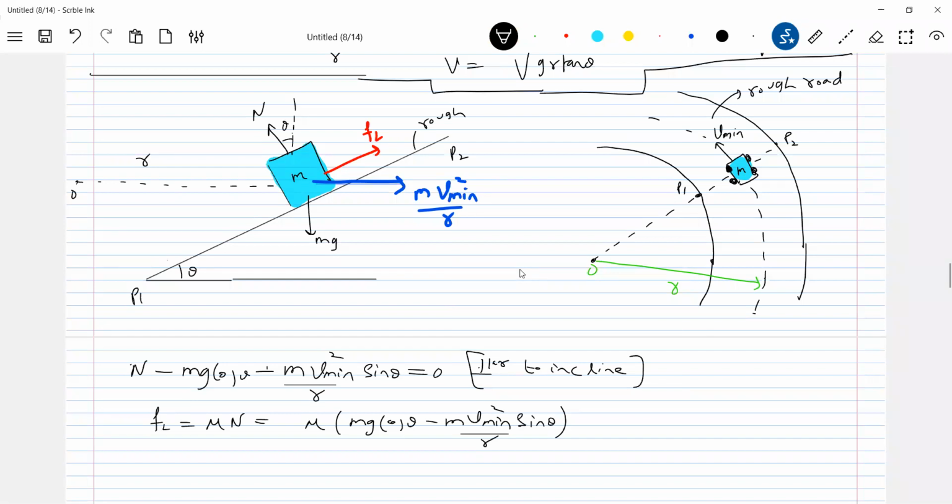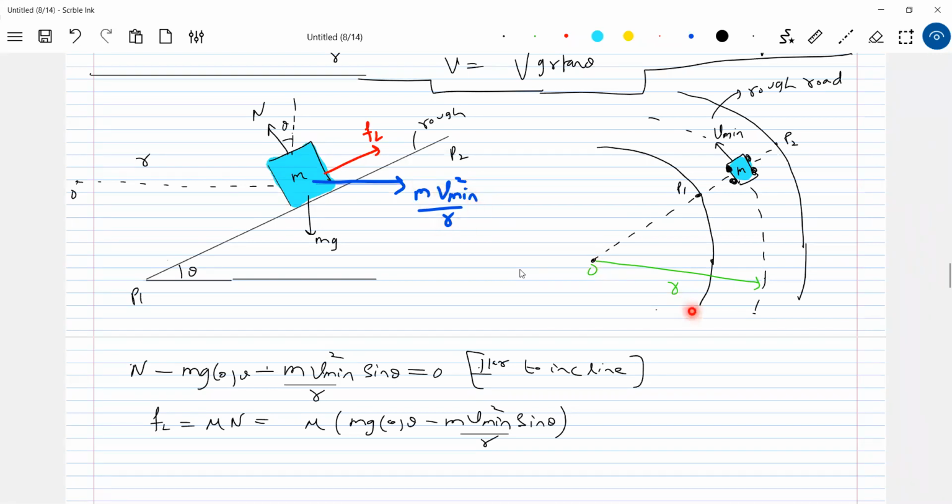Which frame are you doing it in? If you are standing somewhere here, don't show this mv minimum square. Where is the rotating frame? As the car moves in a circular path, if you are at the center of curvature of the circular path, you are going to see the car at all times. Then you can show this pseudo force or centrifugal force.